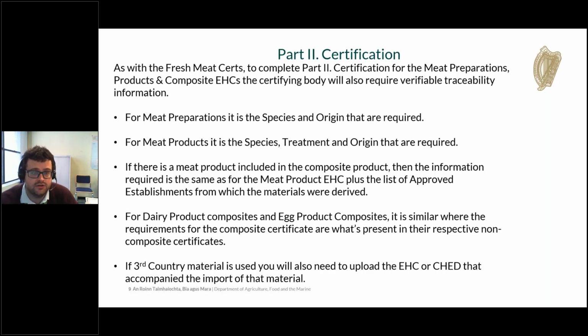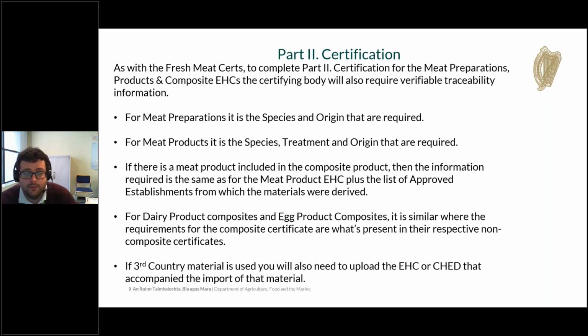However, in addition to the approval code for the plant, you will need the origin of the animals that were input for that product. For meat products, it's the species, the treatment, and the origin that are required. Again, the treatment is outlined in the guidance documents. It refers to, I think it's 2007-777. Michael might correct me in the question and answer portion on that, but that outlines the specific types of treatment that are applicable to a meat product cert.